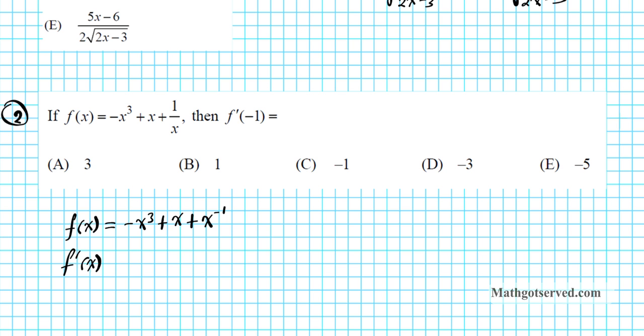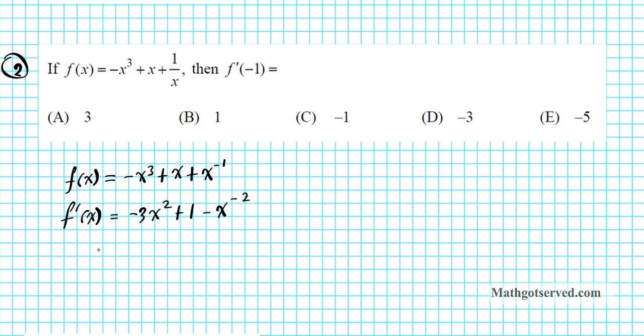F prime of x equals negative 3x squared plus 1, and then the derivative here is going to be negative x to the minus 1, minus 2. All right? So this is the derivative. Now we're going to evaluate the derivative at x equals -1. Just simply plugging in -1 into the derivative. F prime of -1 equals -3 times -1 squared plus 1 minus -1 raised to the -2.